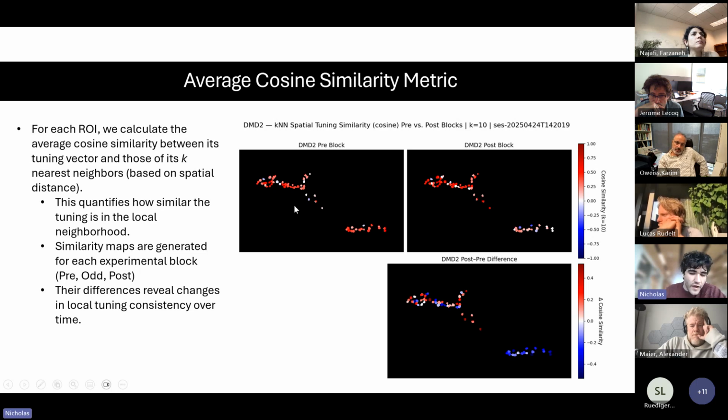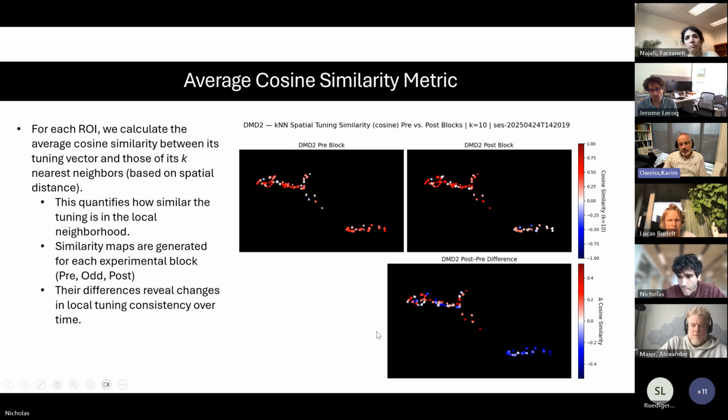So then I did that for both the pre-block and the post-block separately, and I subtracted these average similarity metrics to get this plot here, where a blue color would mean that the orientation tuning vector of each ROI is becoming less similar to its neighbors, and red would mean that it's becoming more similar to its neighbors. So here we can see a kind of clustering going on, at least, but that's a hypothesis, of course. It has to be tested.